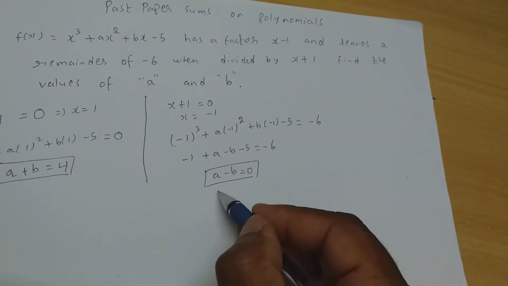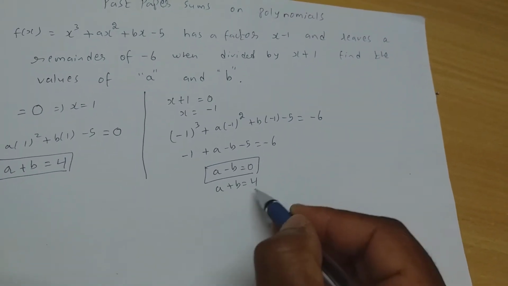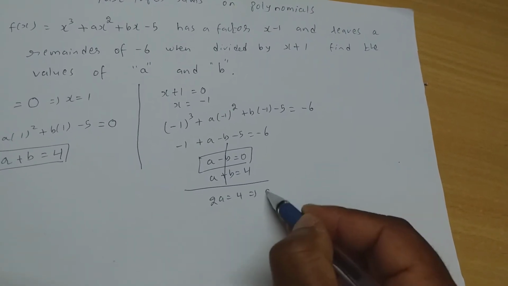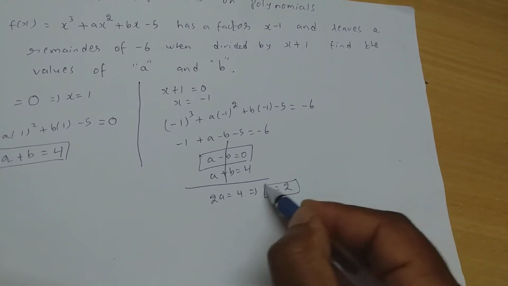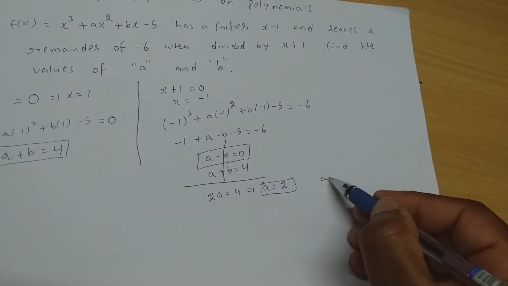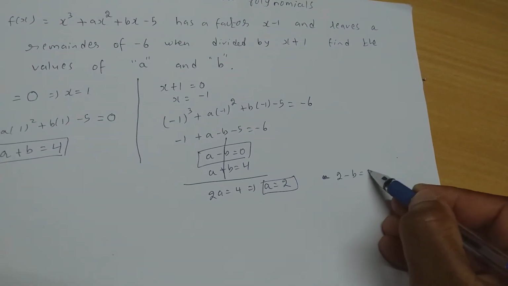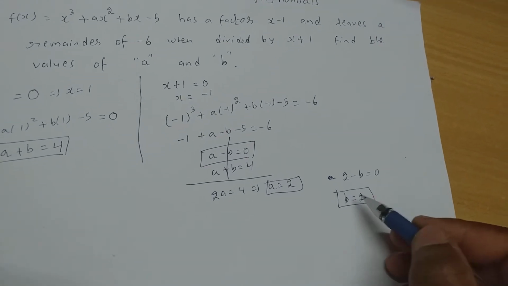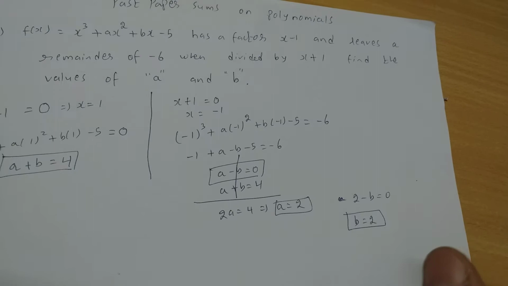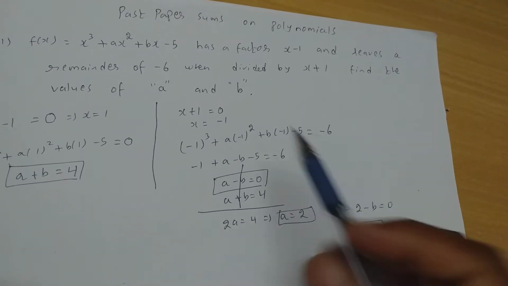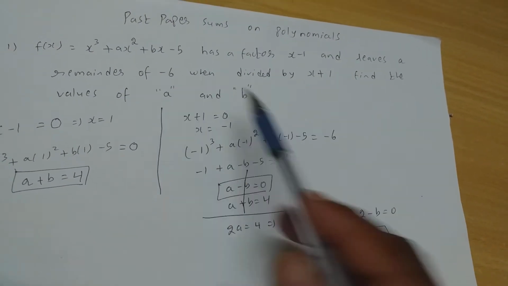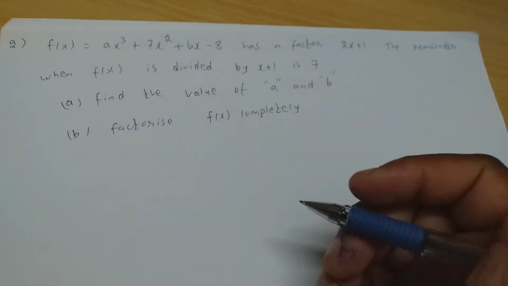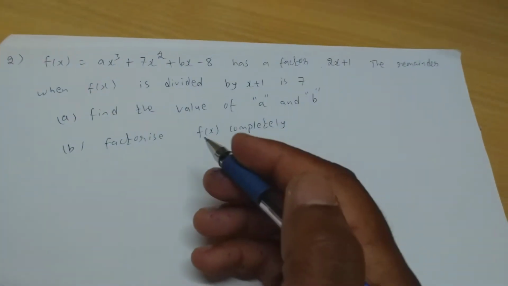Now solve these two equations. a plus b equal to 4. So this gets cancelled. 2a equal to 4, that means a equal to 2. Substitute a equal to 2 in this. So 2 minus b equal to 0. I get b value also to be 2. So my sum is done. You should understand factor means remainder 0, and if the remainder is specifically mentioned, equate it to that particular number.